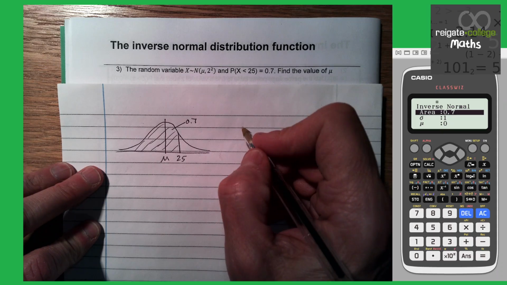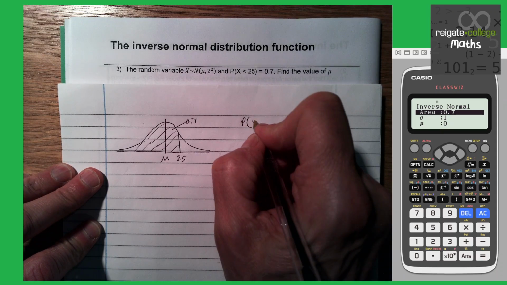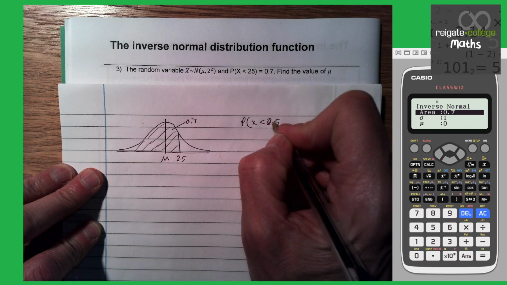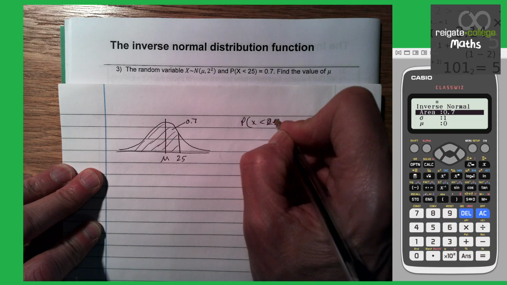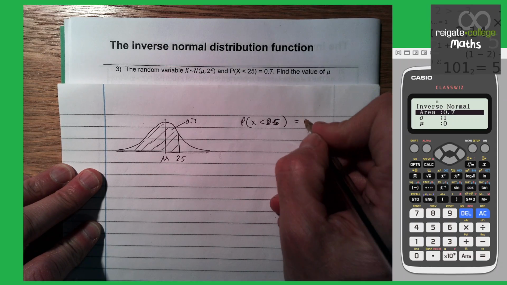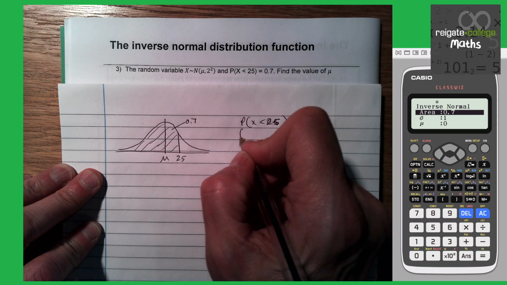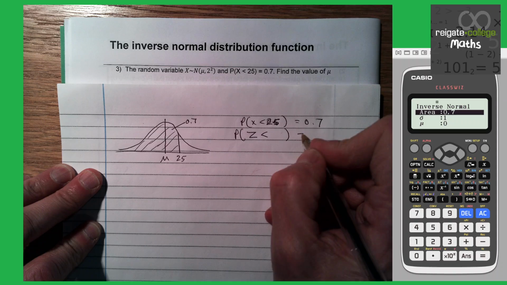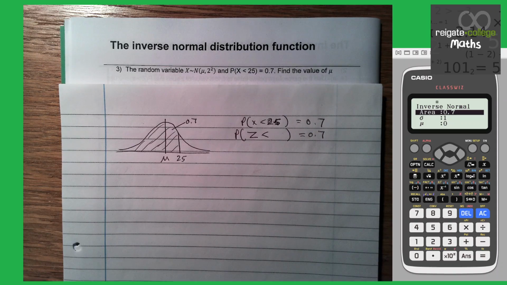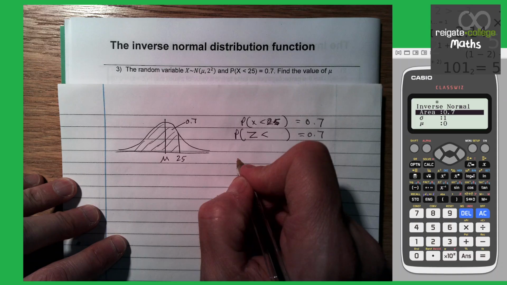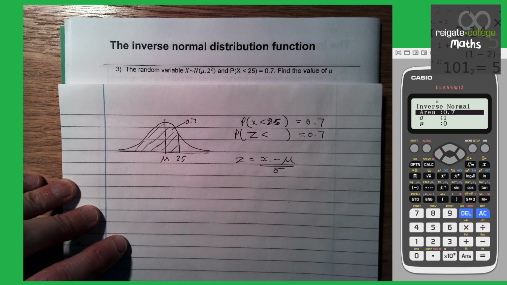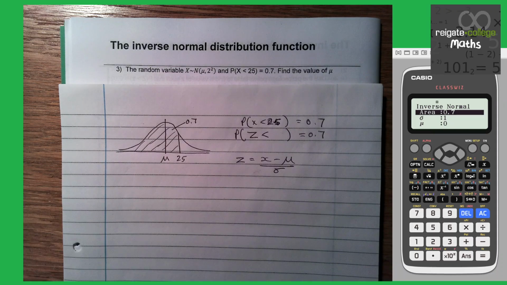So we're going to say the probability that x is less than 25, 25, not 2.5, is equal to 0.7. We want to find the value for which the probability that the standard normal distribution is less than it is 0.7. We're going to use the inverse normal for that. And then we're going to use z equals x minus mu over sigma, and rearrange to find mu.